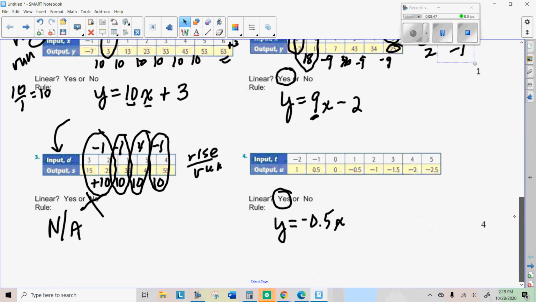Okay. And this one, the outputs are going down by a half. The inputs are going up by 1 each time. So it's definitely linear. And if you divide those two, you just get this number, negative 0.5. And there's the y-intercept. This is actually a direct variation. It starts at 0, 0. And the slope is negative 0.5.